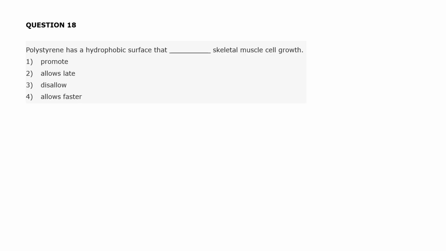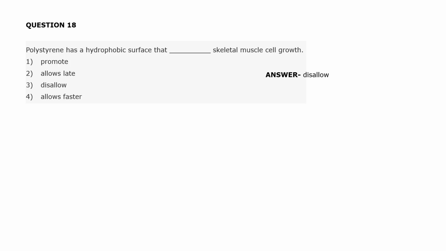Okay, so I will move on to the next question. Polystyrene has a hydrophobic surface that dash skeletal muscle cell growth. The options are promote, allows late, disallow, or allows faster. Which may be the answer? Disallow, I am getting. Any other option? Option number 3 I am getting. Yeah, so you are right basically. Polystyrene has a hydrophobic surface that disallows skeletal muscle growth.